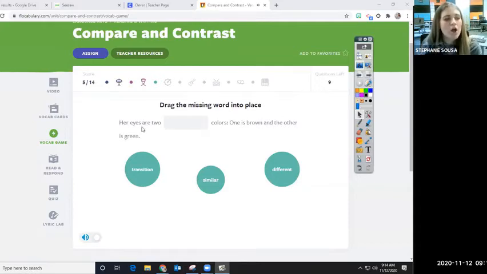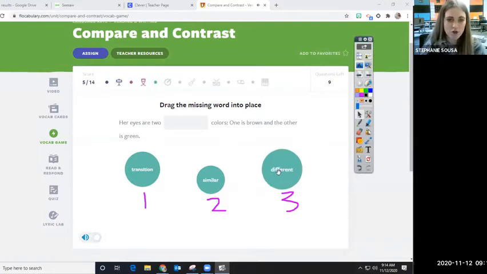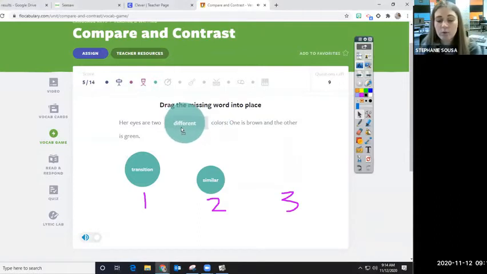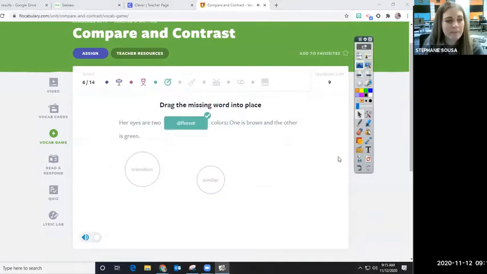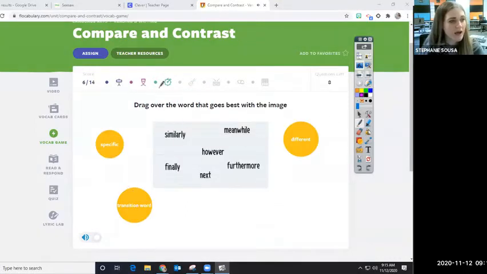All right. Her eyes are two blank colors. One is brown and the other is green. Her eyes are two transition colors. Her eyes are two similar colors. Or her eyes are two different colors. One is brown and one is green. Let's see with those fingers. Tim, what do you think? Is it 1, 2, or 3? All right, he's showing me the low finger. Different is correct. If one is brown and one is green, we call that different. They are not the same. Excellent. Got that one now.